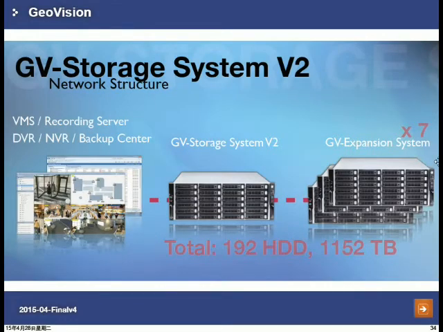Each GV Storage System V2 can support up to 144 terabytes. But if a client is looking for more recording space, what should we do? Don't worry, we have a backup plan, which is called the expansion system. The maximum number of expansion systems you can connect to the GV Storage System V2 is 7. So 1 plus 7 means you're going to get 8 systems in total. So the total recording space you will have is 144 terabytes times 8.